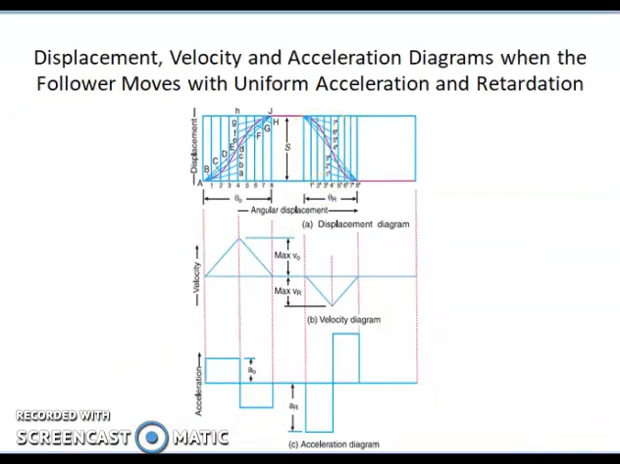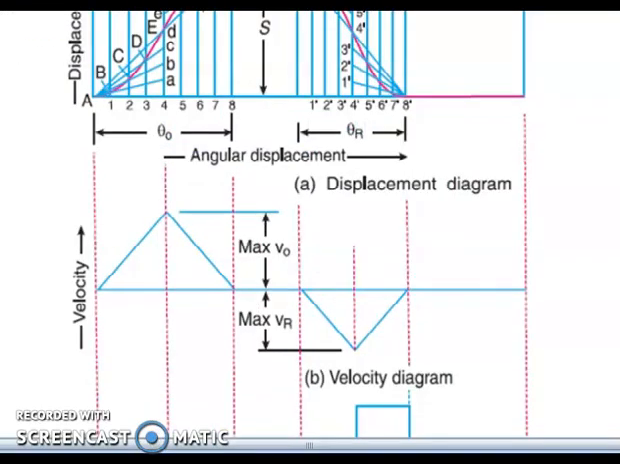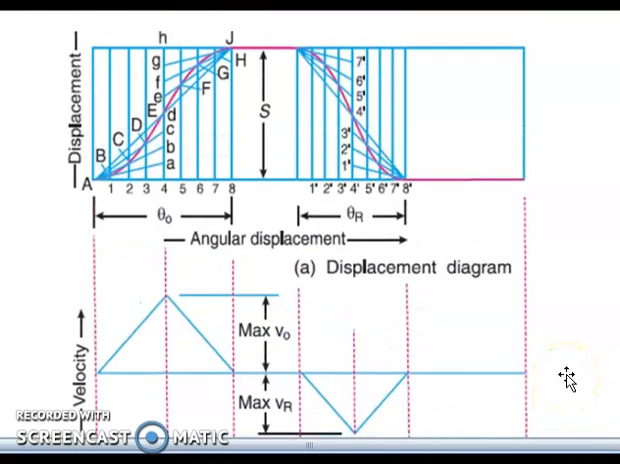So here in this diagram, you can see the displacement diagram. So how to draw the displacement diagram? As already seen, for the displacement diagram, we have theta along the x-axis and the stroke or the lift of the follower along the y-axis. As usual, we divide the outstroke into 8 equal parts. So you can see we are dividing it into 8 equal parts.